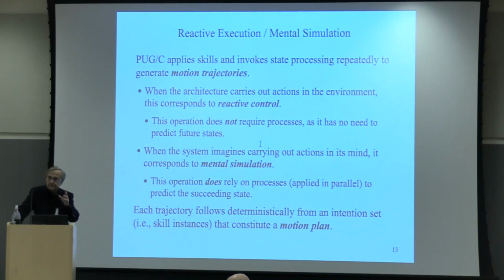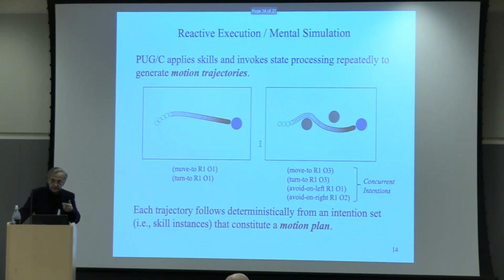So for a given environmental situation and a given set of intentions, that is, instances of these skills, behavior is deterministic. That is, there will be a trajectory that follows. So, for example, these are from system runs. If you give it this initial situation where the robot is on the left, right here, and it's facing up in this direction, and it's trying to get here, it's got two intentions. It wants to move to O1, and it wants to turn to face R1.